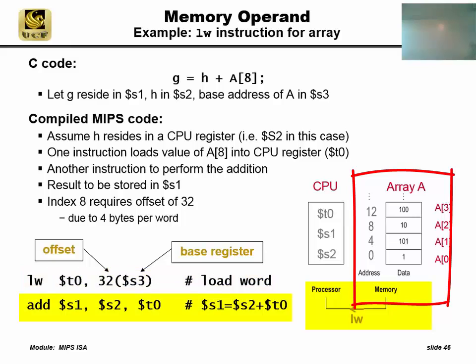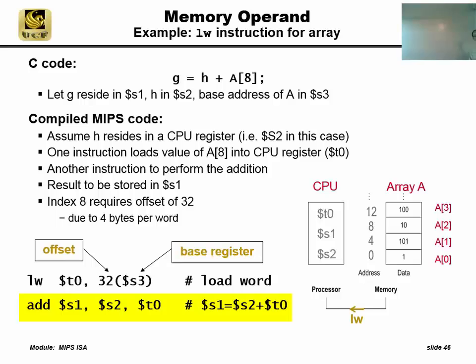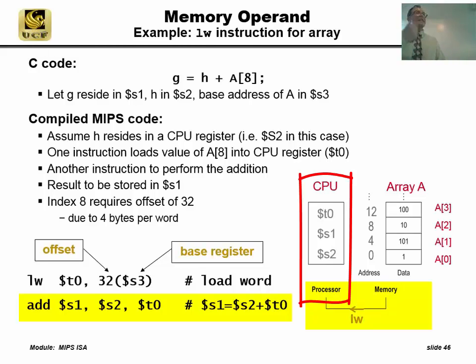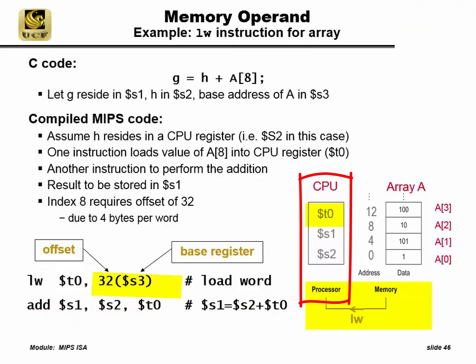This is asking you to add. The add instruction is executed where in the processor? It's in the ALU. Where's the ALU? Is that inside the processor or outside? Inside. So we have to get the data inside before we can operate on it. T0. So how do we get data into T0? We want to get the A sub 8.